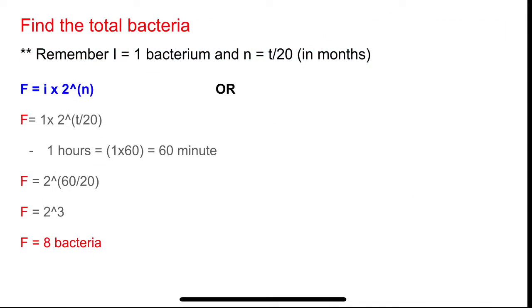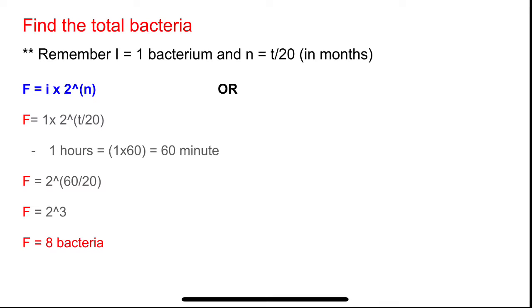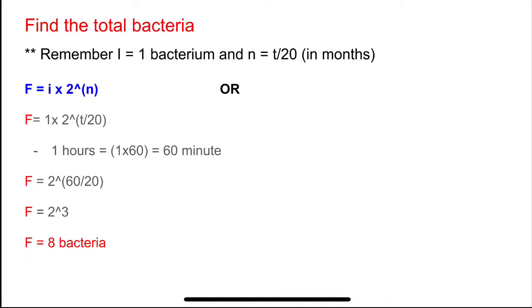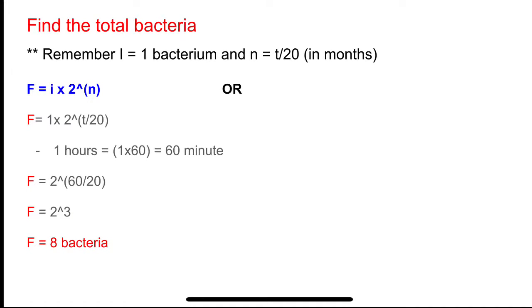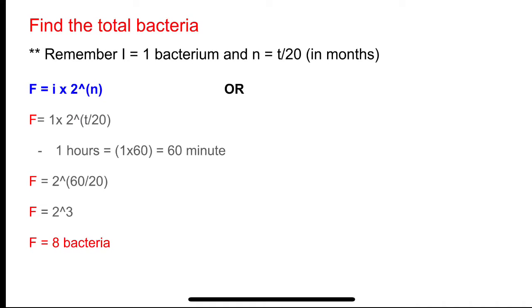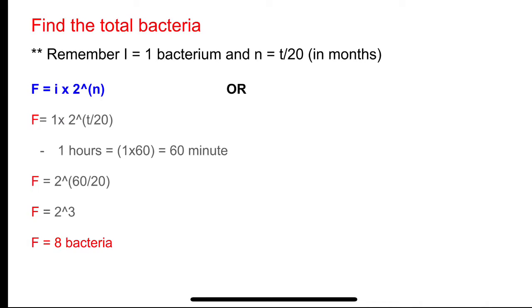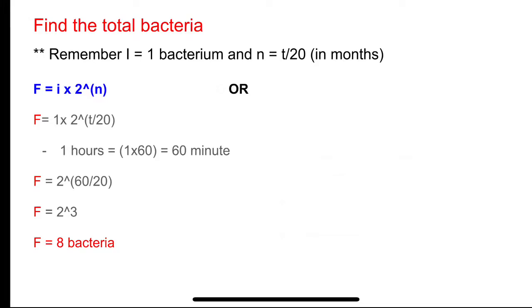Next, we're trying to find how many bacteria there will be after only 1 hour. It is the final number we were looking for this time, which is F. So our equation, when filled in, will be F equals 1 times 2 to the power of t divided by 20. But we know that since we're looking for the amount after 1 hour, we can multiply this by 60 to get 60 minutes. Therefore, 2 to the power of 60 divided by 20, or 3, will give us an ending population of 8 bacteria.